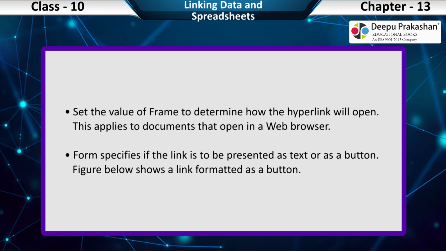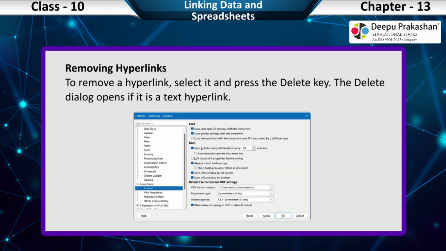Set the value of Frame to determine how the hyperlink will open. This applies to documents that open in a web browser. Form specifies if the link is to be presented as text or as a button. Figure below shows a link formatted as a button. Removing hyperlinks. To remove a hyperlink, select it and press the Delete key. The Delete dialog opens if it is a text hyperlink.